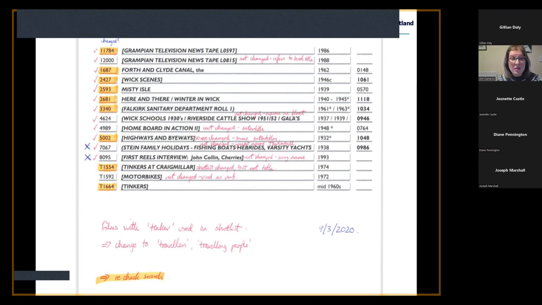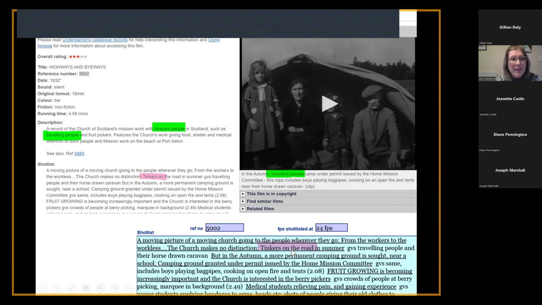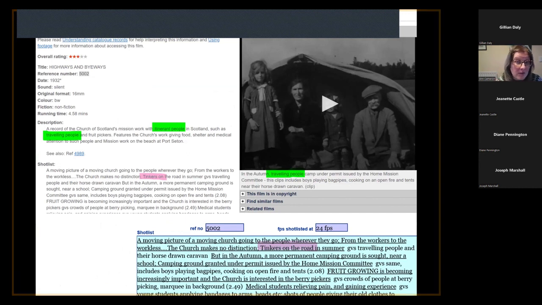And I'll try and take you through this example, if I can move on. Oh, I can't seem to move my slide. That's it. This is an example of the word tinkers in a catalogue record and how we changed it. You can see down the bottom, this is a short list from our internal catalogue. At the start, the highlighted pink section, Tinkers on the Road in Summer, is underlined. What that means is it's an intertitle in the film, so it's actually written on the film, and that's the source. So we wouldn't change that.